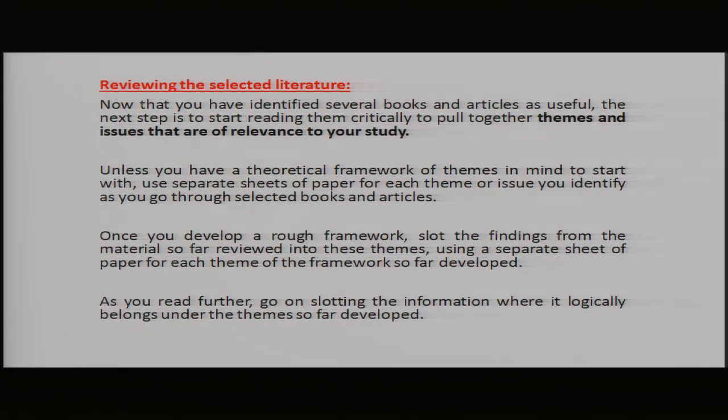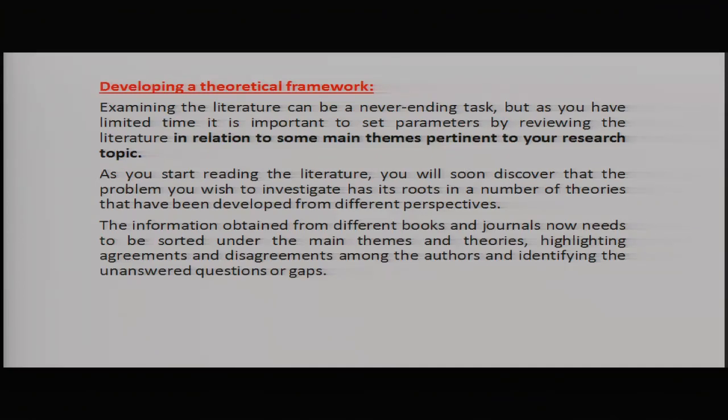Okay. Reviewing the selected literature. Now that you have identified several books and articles as useful, the next step is to start reading them critically and put them into themes and issues that are of relevance to your study. Unless you have a theoretical framework of themes in mind to start with, use separate sheets of paper for each theme or issue you identify as you go through the selected books and articles. Once you develop a rough framework, slot the findings from the material so far reviewed into these themes, using a separate sheet of paper for each theme of the framework so far developed. Okay, these are some general things.